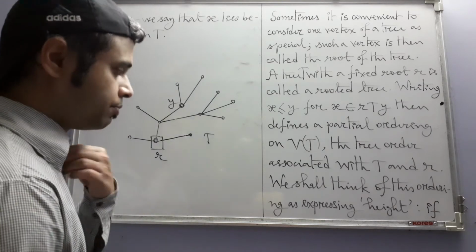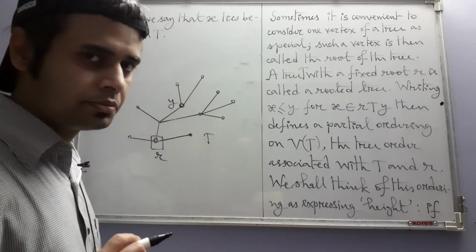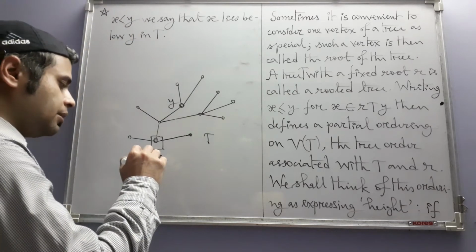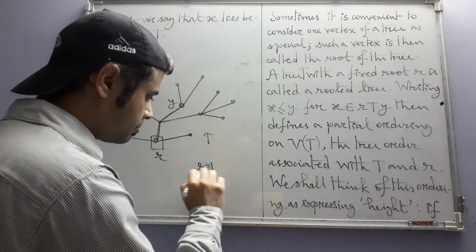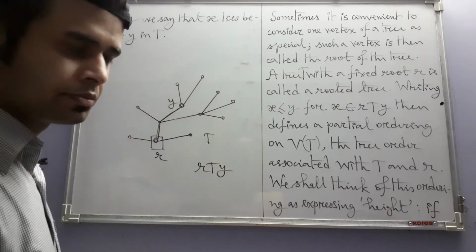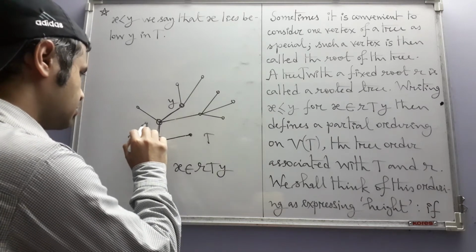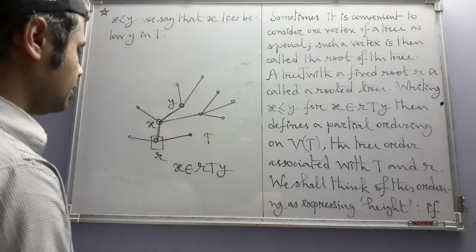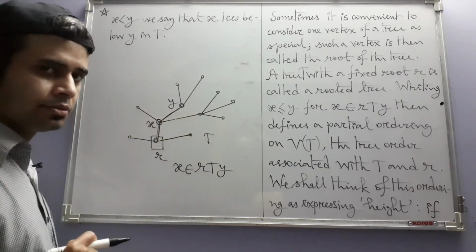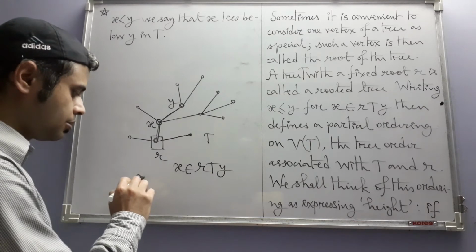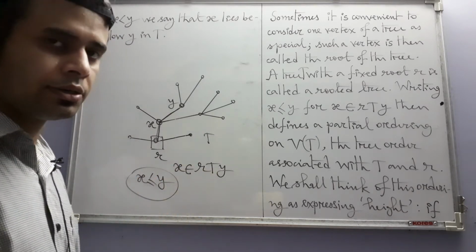Now we know that between any two vertices in a tree there is a unique path, which is a part of the tree. So between R and y there is this unique path, and that unique path is written as RTY. If x is a vertex in that unique path, say this is x, then we say that x is less than or equal to y. Note that x can be R also and x can be y also. In all such cases we say that x is less than or equal to y. In fact, that's how we define x less than or equal to y.